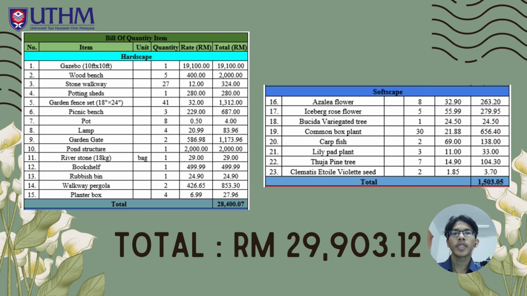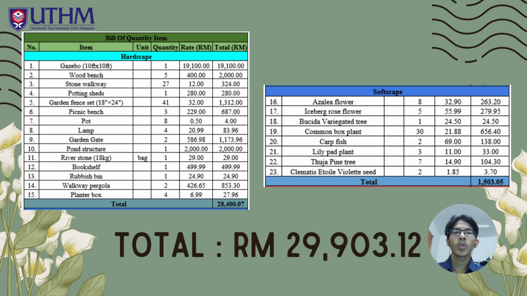This is our BQ, also known as bill of quantity. For hardscape, we have gazebo, wood bench, stone walkway, potting shed, garden fence, picnic bench, pot, lamp, garden gate, pond structure, river stone, bookshelf, rubbish bin, walkway pergola, and planter box. The hardscape item total is 28,400 ringgit and 7 cents.